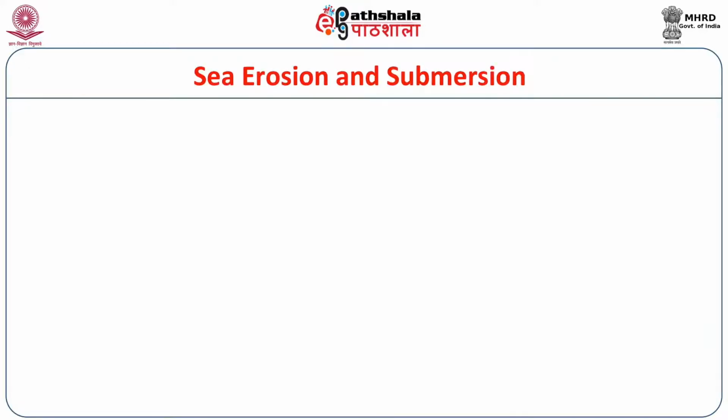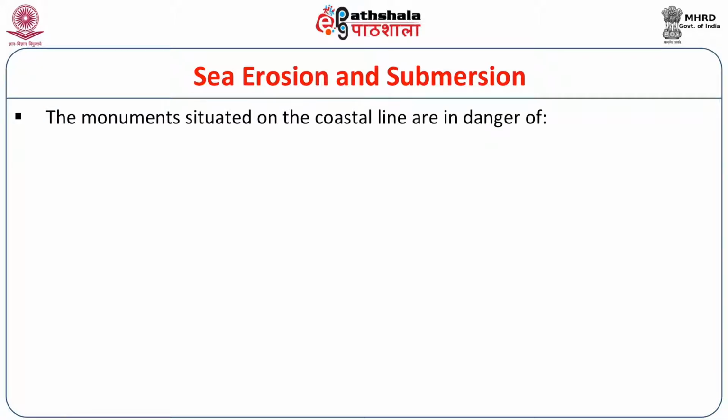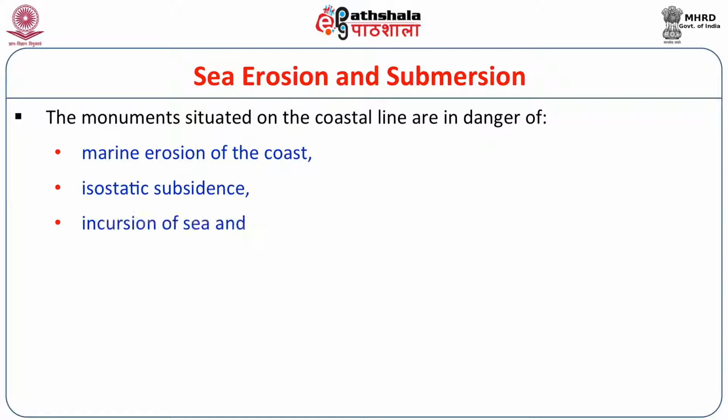The other thing is sea erosion and submersion. Particularly, monuments located in the coastal region will be affected by marine erosion of the coast, and then subsidence. Because of the erosion, the lower level will subside, and that's why it causes the structure to collapse. And then there is intrusion of the sea. Sometimes the water enters very close to the land, and any monuments very close to the sea will also be affected by the intrusion, with collapsing of the sculptures or architectural members. This happens in many places.